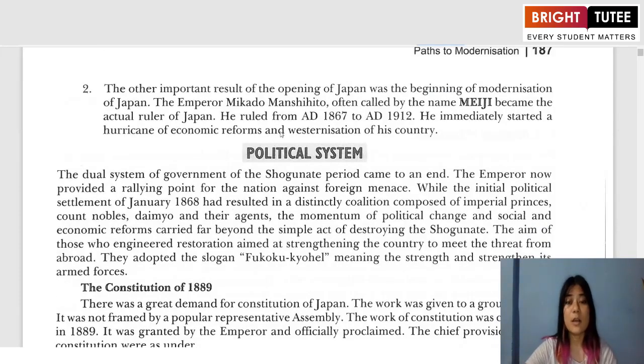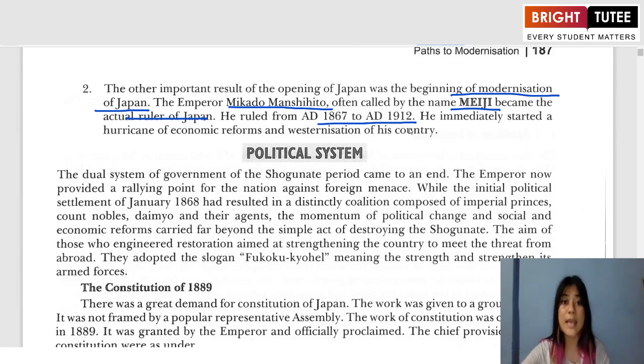Another important outcome of the opening of Japan was the beginning of modernization in Japan. The emperor Mikado Mutsuhito, who was also called Meiji, became the ruler of Japan, and he brought out this movement to modernize Japan. He ruled from 1867 to 1912, and during his reign a movement to modernize Japan took place, called the Meiji Restoration, which we'll look at in detail a little later.